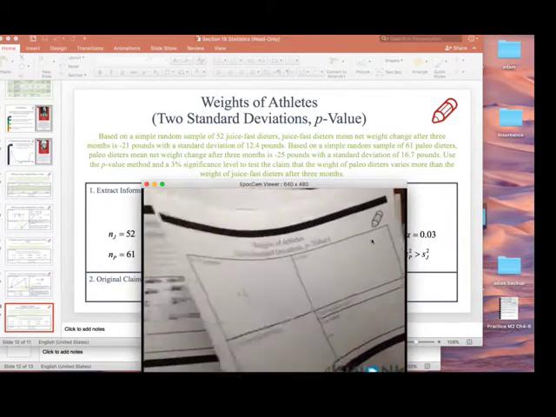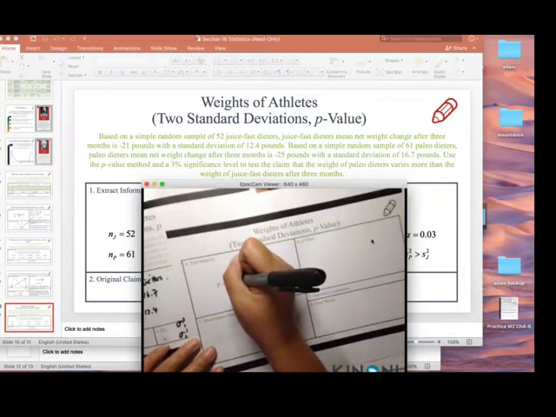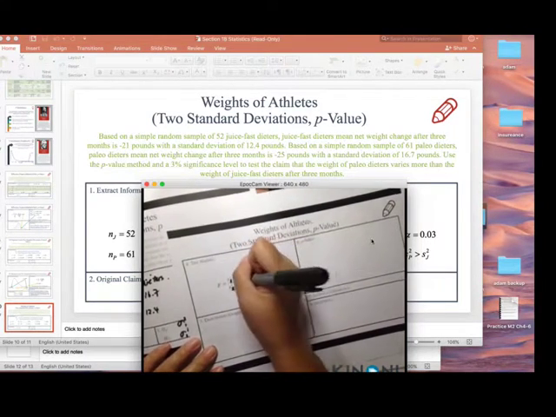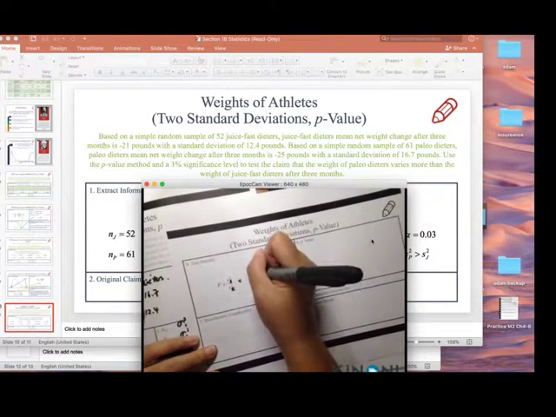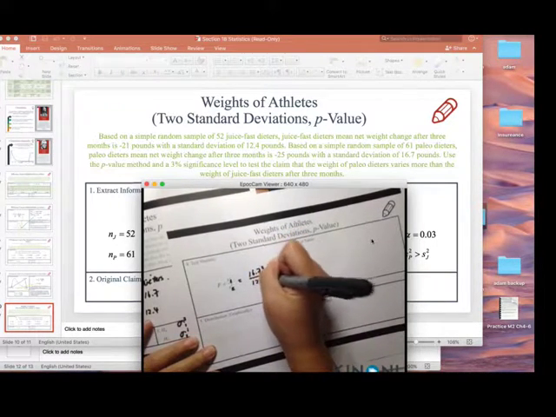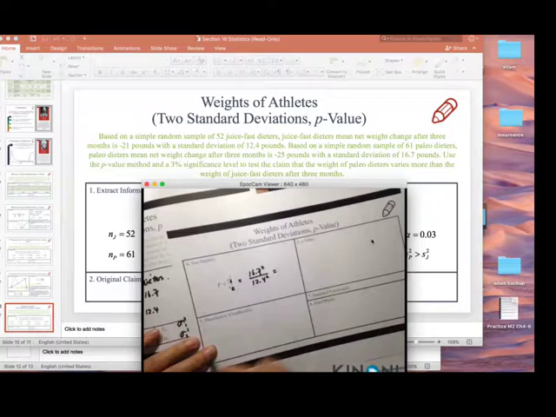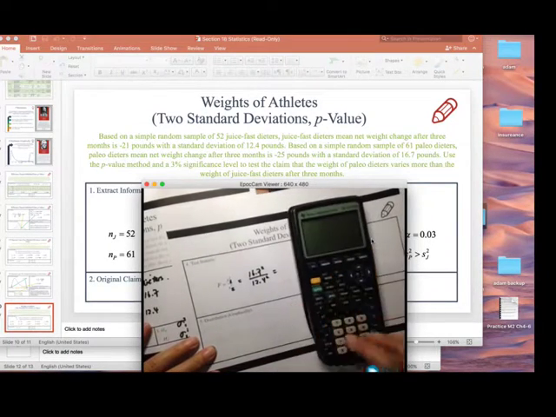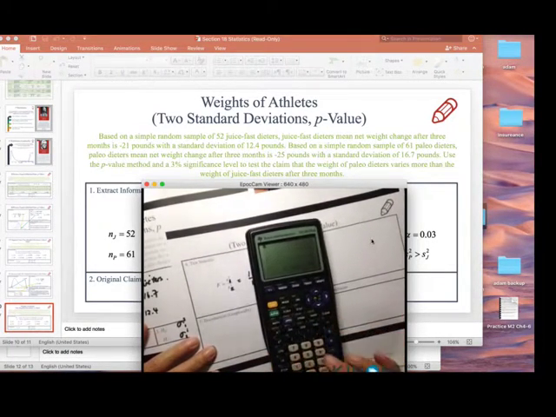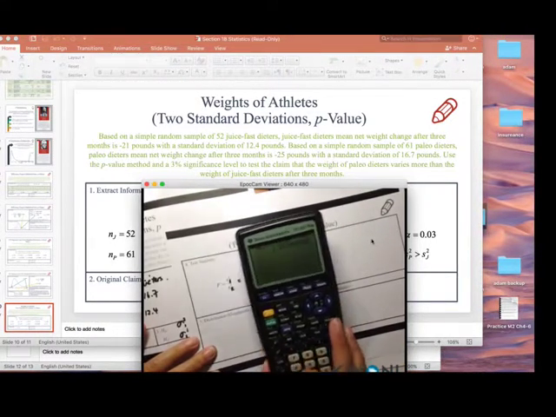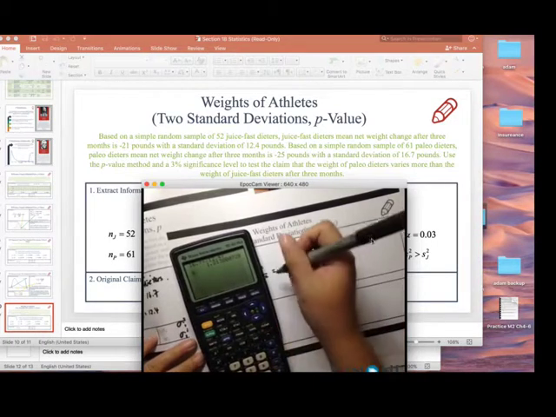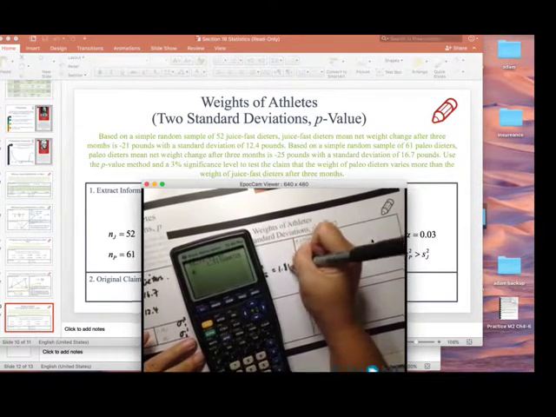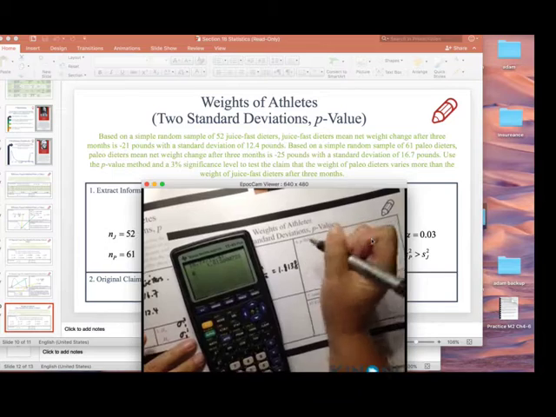First, find the test statistic. I put the 1 here and 2 here. So S1, 16.7 squared, over 12.4 squared. Use the calculator. You should get 1.8138.